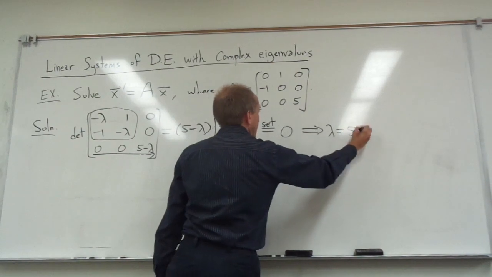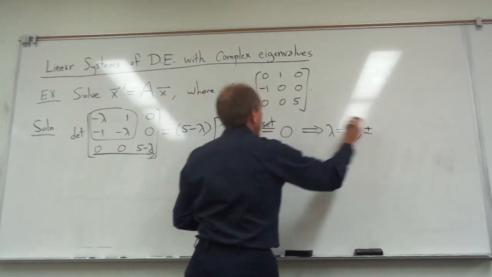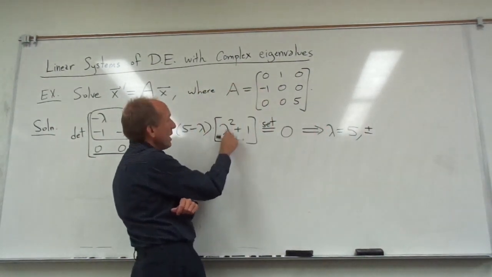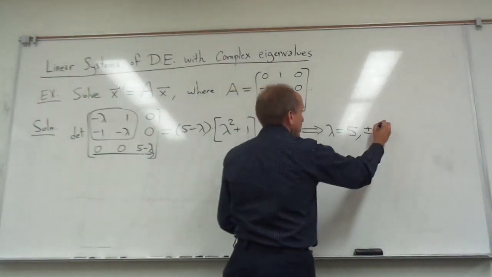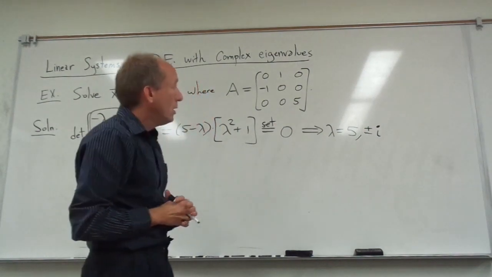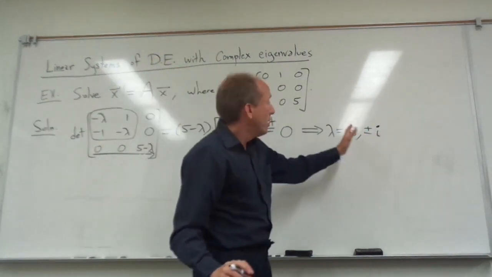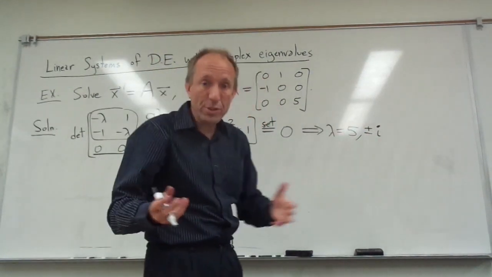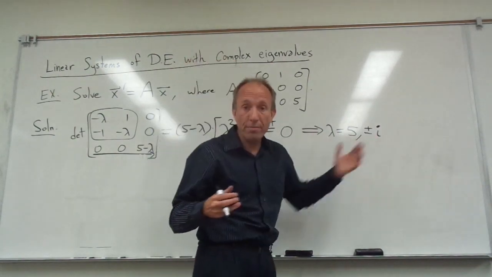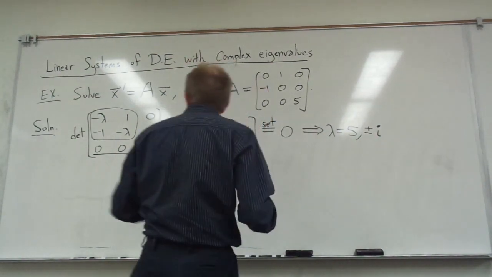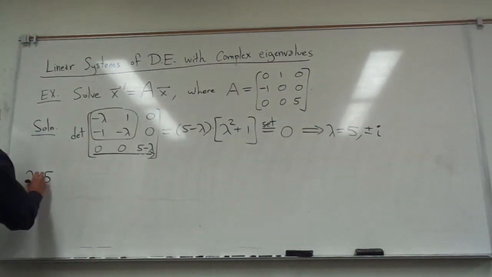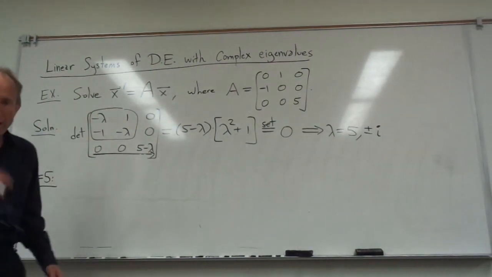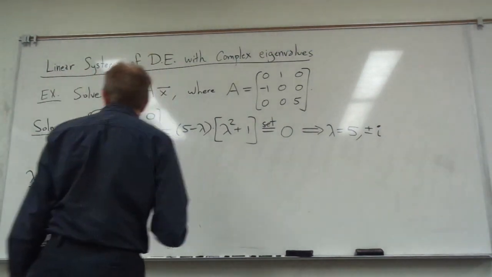I'm going to have 5, and here's the imaginary part: lambda, the square root of negative 1, is basically plus or minus i. So I have 3 lambdas. They are all distinct, so this is going to be a non-defective matrix. And I just have to go through and find the eigenspaces. Let me start with the one that's already real, because that'll be fairly simple.